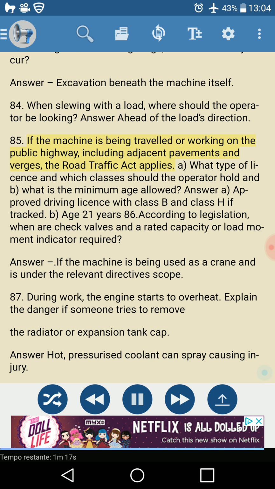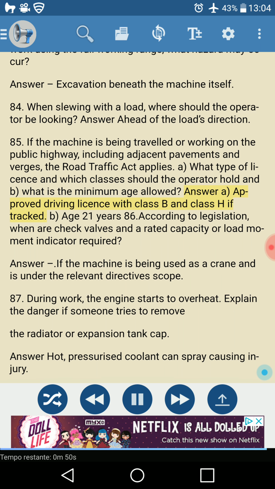85. If the machine is being traveled or working on the public highway, including adjacent pavements and verges, the Road Traffic Act applies. A. What type of license and which classes should the operator hold, and B. What is the minimum age allowed? Answer A. Approved driving license with Class B and Class H if tracked. B. Age 21 years.